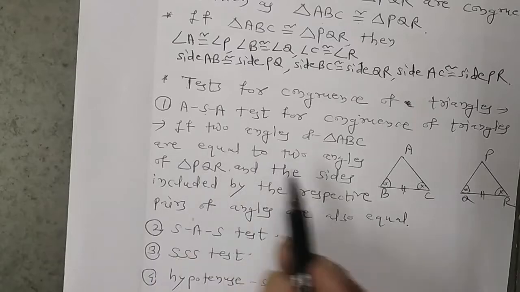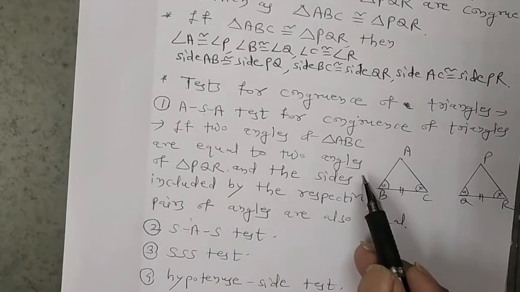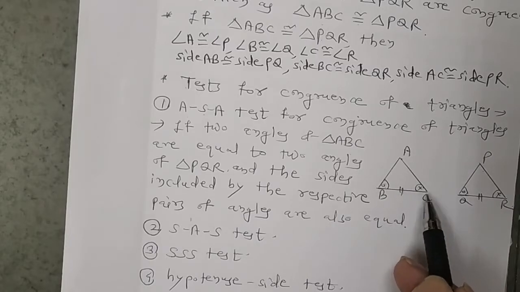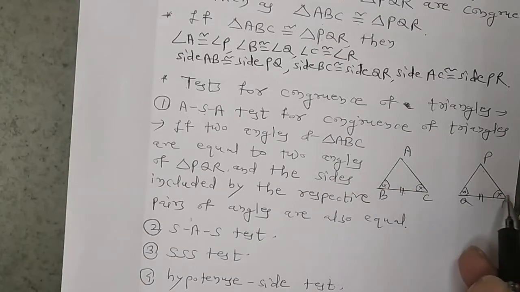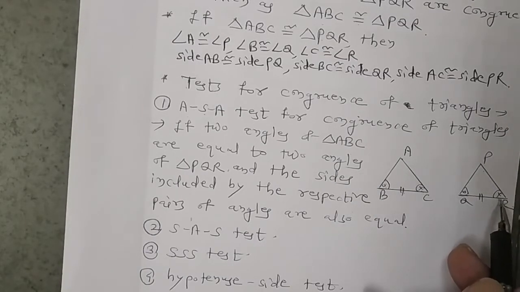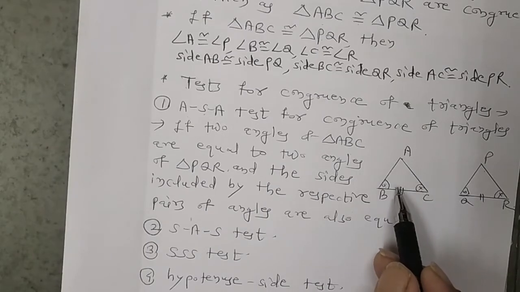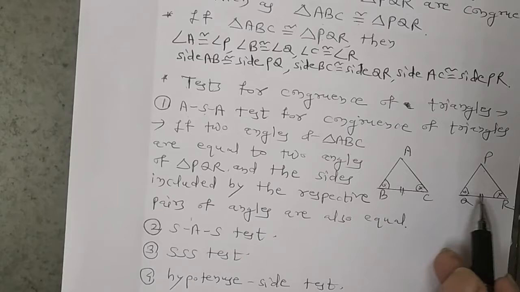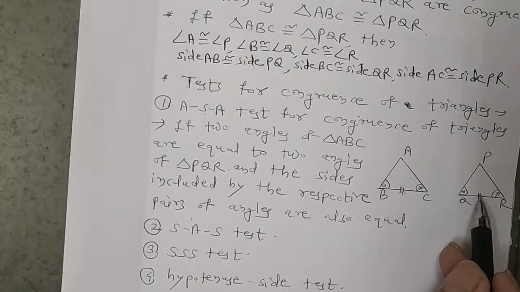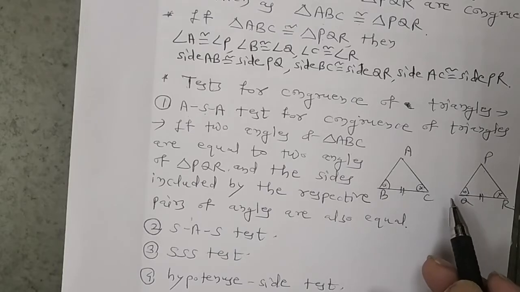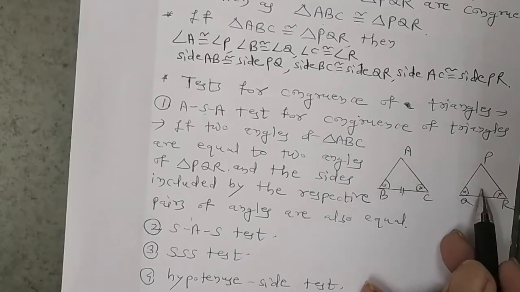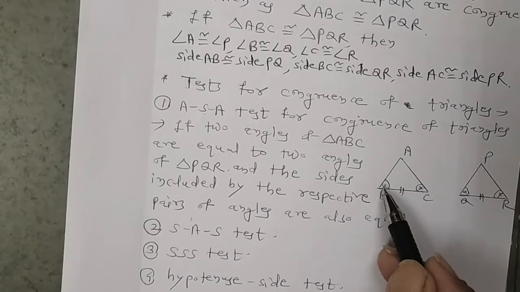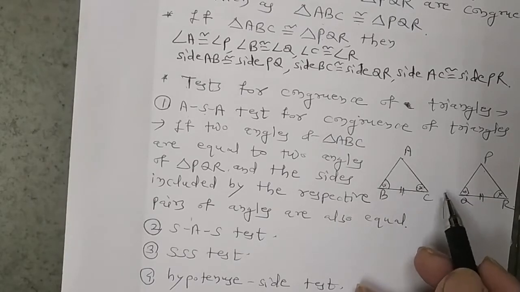How can we write this? If two angles of triangle ABC are equal to two angles of triangle PQR, and the sides included by the respective pairs of angles are also equal, then these triangles are said to be congruent to each other by the angle side angle test, that is, the ASA test.